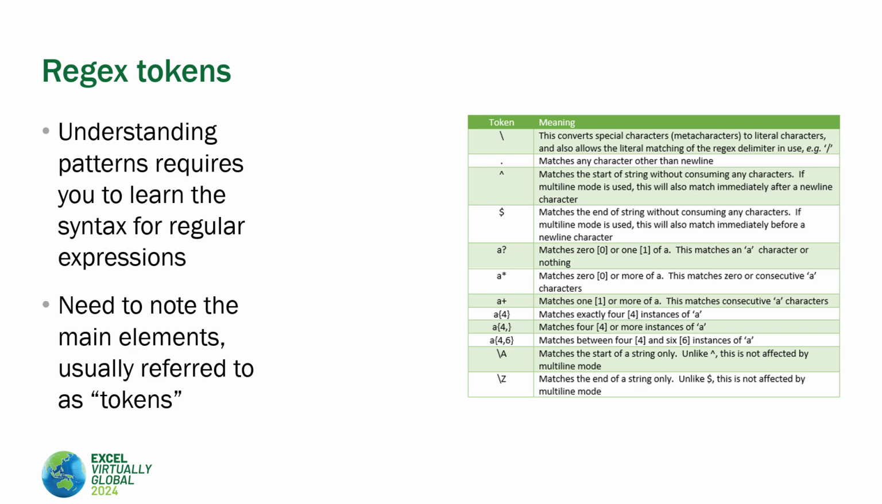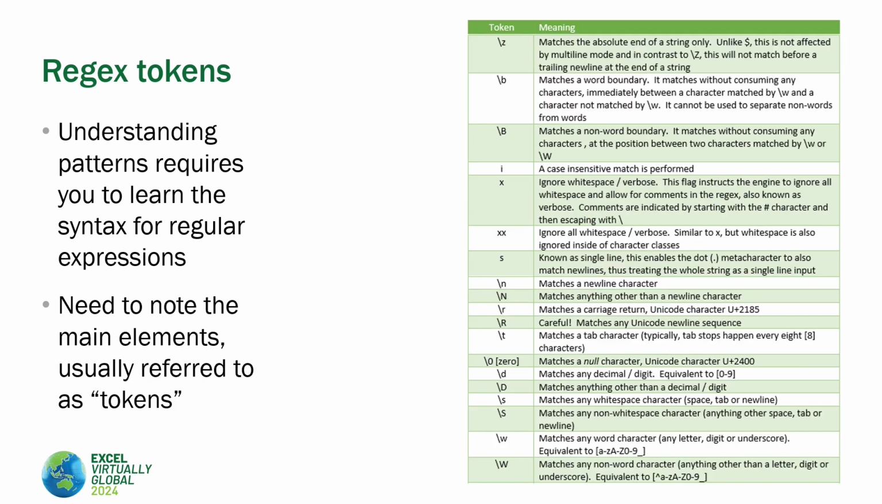Now, I'm not going to go through them all. We're just showing you what there is. The slide does continue here, so we've got others in here, and you can look through some of these. So if you wanted to match a null character, or what's known as the Unicode character U plus 2400, you can see towards the bottom there, you've got \0 is one of the things in here. But you've also got \D to match any decimal or a digit, and it's equivalent to putting in square brackets 0 to 9, which is another thing that you can actually do there.